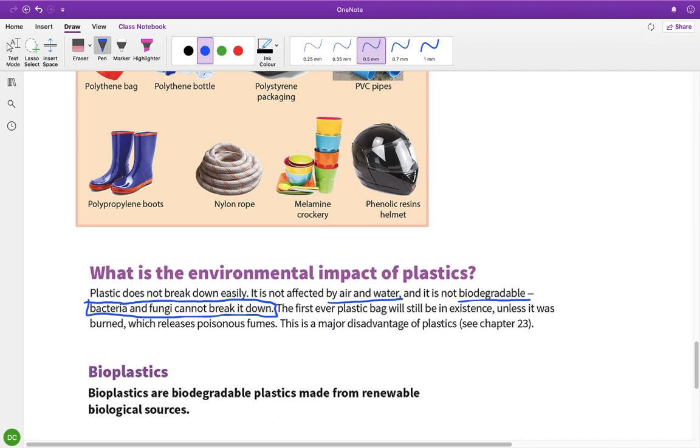The first ever plastic bag will go absolutely nowhere. The first ever plastic bag from 1930 is somewhere in this world right now, and it's never going to go anywhere. The only thing you can do to get rid of it is burn it. But when you burn plastics, it releases poisonous fumes. If you burn PVC, the fumes are actually poisonous, and it's part of the reason why in a house fire, people can die from inhaling the poisonous fumes from PVC in their house burning.